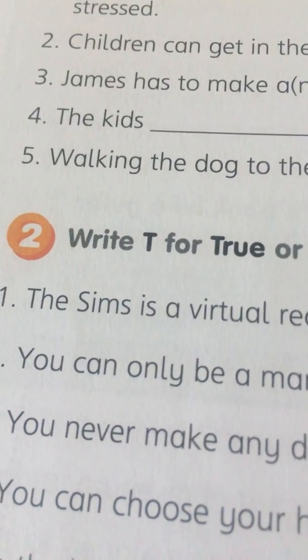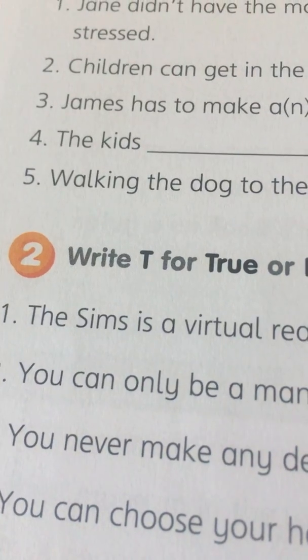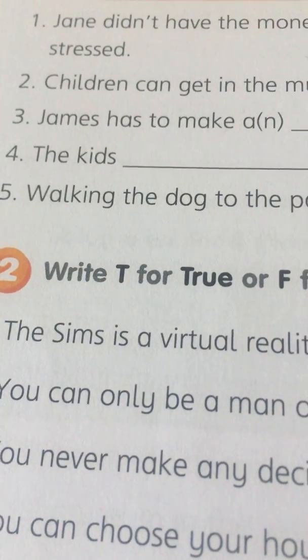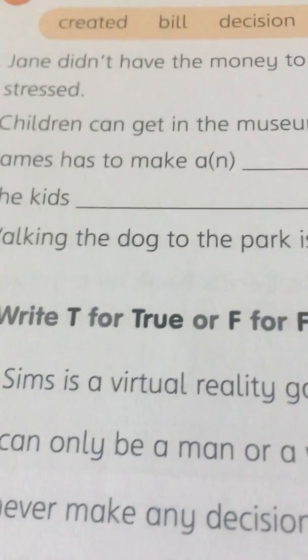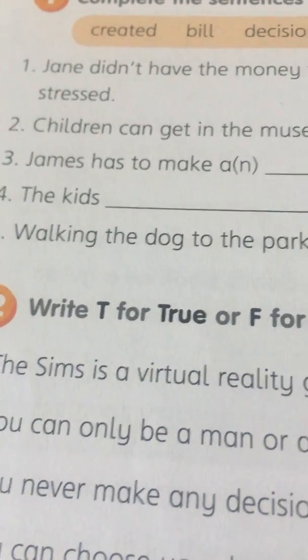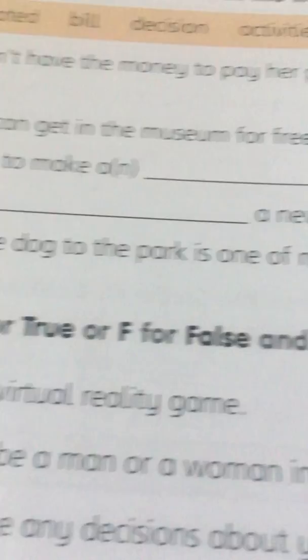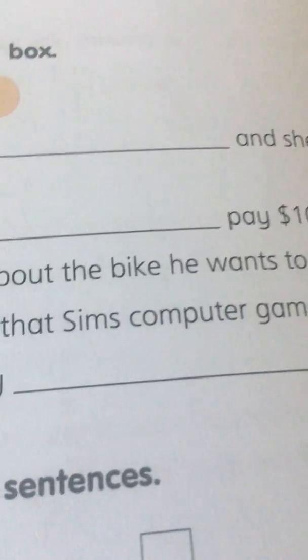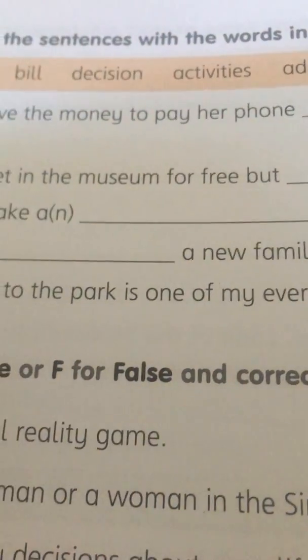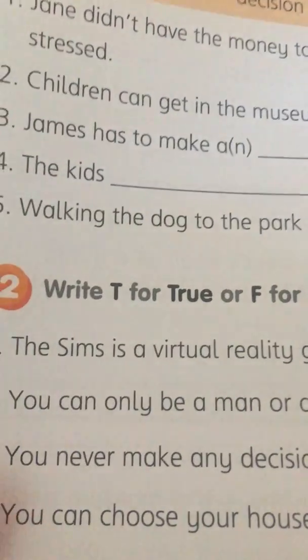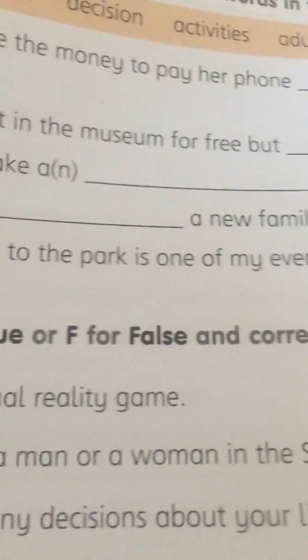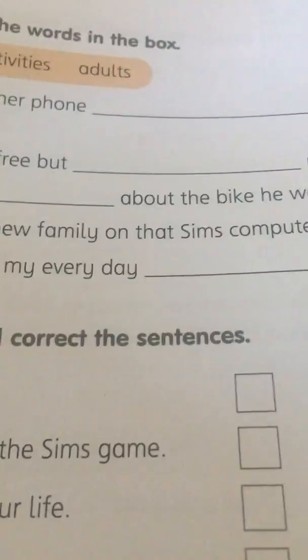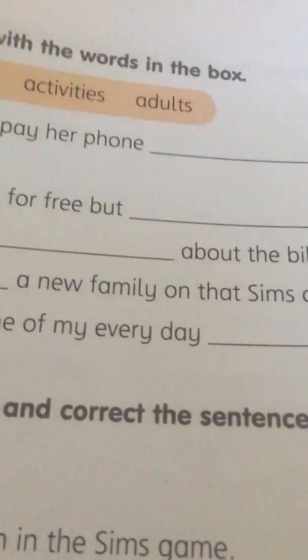The next 2 I will leave for you, 4 and 5. There are only 2 words left to fill in the blanks. So try those for yourself. Part 2. Write T for true and F for false. Correct the sentences.